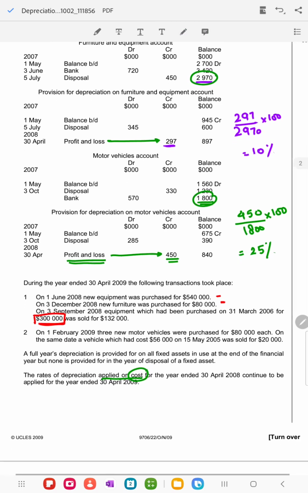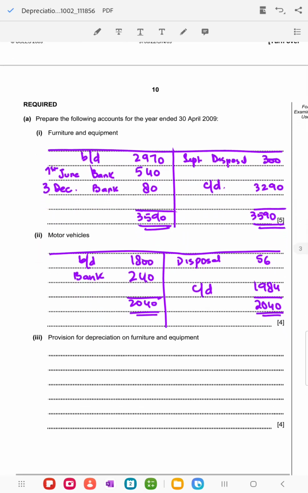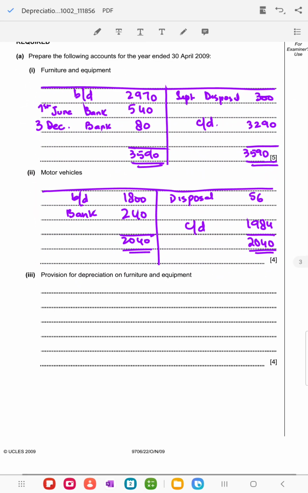Okay, let's move further. So now my depreciation has to be applied on, let's calculate the depreciation first. So 3290, 10%, this gives me 329, and 1984, 25%. So 1984 into 25% will give me 496. This is my income statement balance.